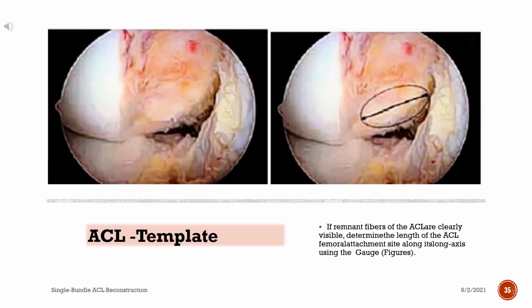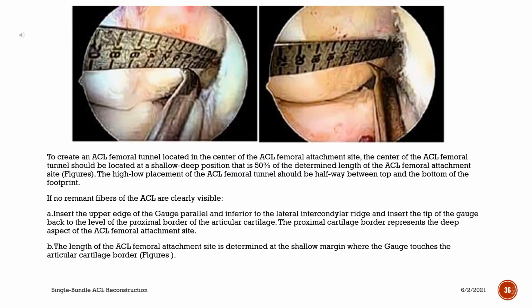If remnant fibers of the ACL are clearly visible, determine the length of the ACL femoral attachment site along its long axis using the gauge, figures. To create an ACL femoral tunnel located in the center of the ACL femoral attachment site, the center of the ACL femoral tunnel should be located at a shallow-deep position that is 50% of the determined length of the ACL femoral attachment site, figures. The high-low placement of the ACL femoral tunnel should be halfway between the top and the bottom of the footprint.